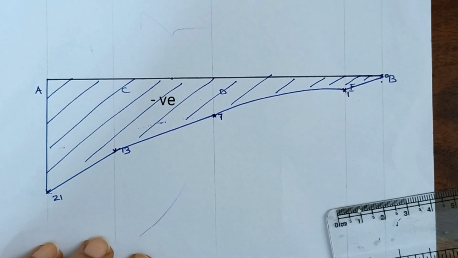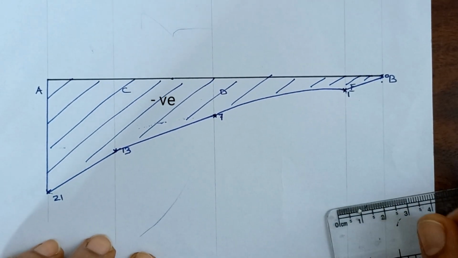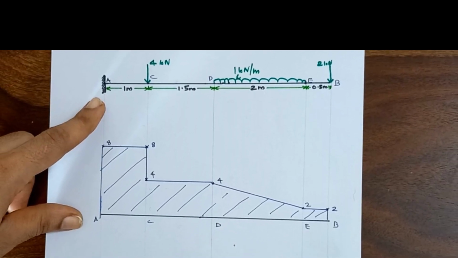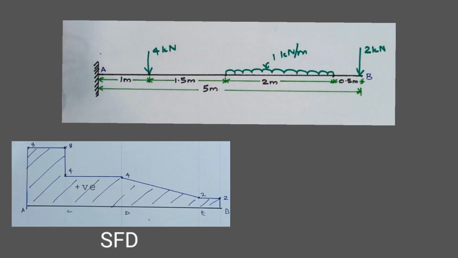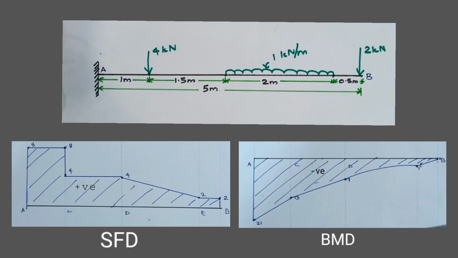This is our bending moment diagram. Thus we have completed the problem. This is the given beam, this is the shear force diagram, and this is the bending moment diagram.